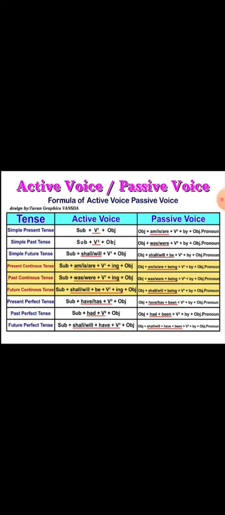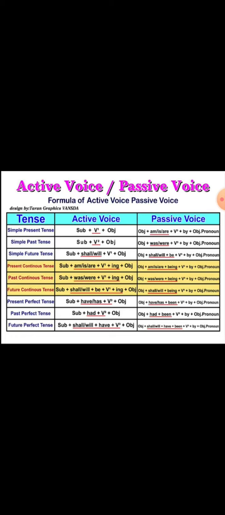The simple present tense in active voice: subject plus first form of the verb plus object. When we change into passive voice: object plus is/am/are plus third form of the verb plus by plus object. In simple past tense, active voice includes subject plus second form of the verb plus object. In passive voice: object plus was/were plus third form of the verb plus by plus object.